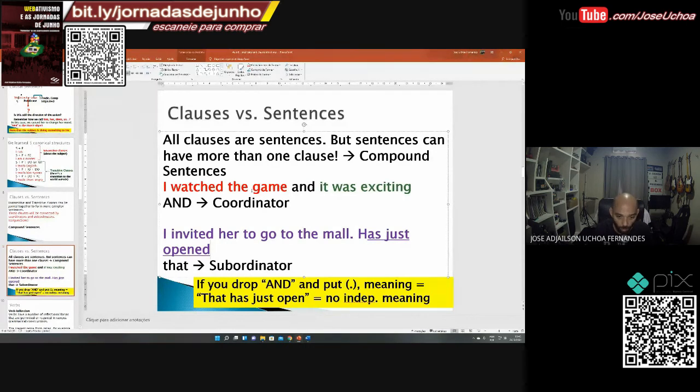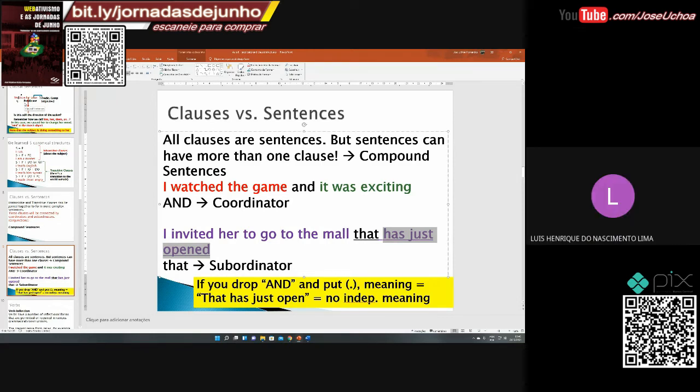Não. Por quê? Porque aqui eu tenho coordenação. O and is a coordinator. Enquanto aqui eu tenho subordinação. That is a subordinator. Por quê? Isso aqui não possui um sujeito, não possui uma semântica independente. Ok? Is this clear? Yeah. Okay.